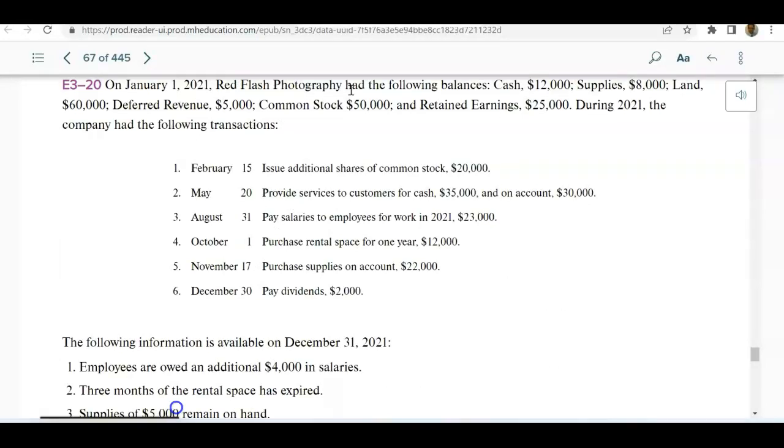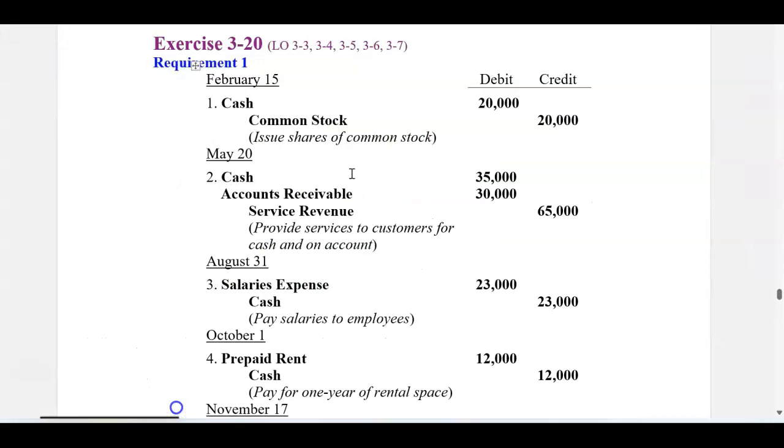So they have here, as you see, they provide services to customers for cash, 35,000, and on account 30,000. To do that, you have cash received of 35,000, that's a debit, but the rest of the balance is on accounts receivable. That means we just waiting for the payment in future, and we recognize the revenue of $65,000 total, which is some of it is cash received, some of it is just accounts receivable.